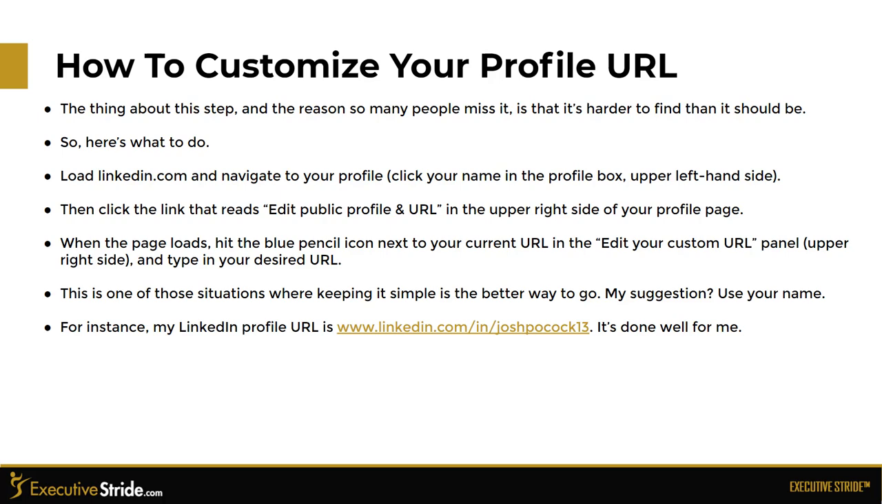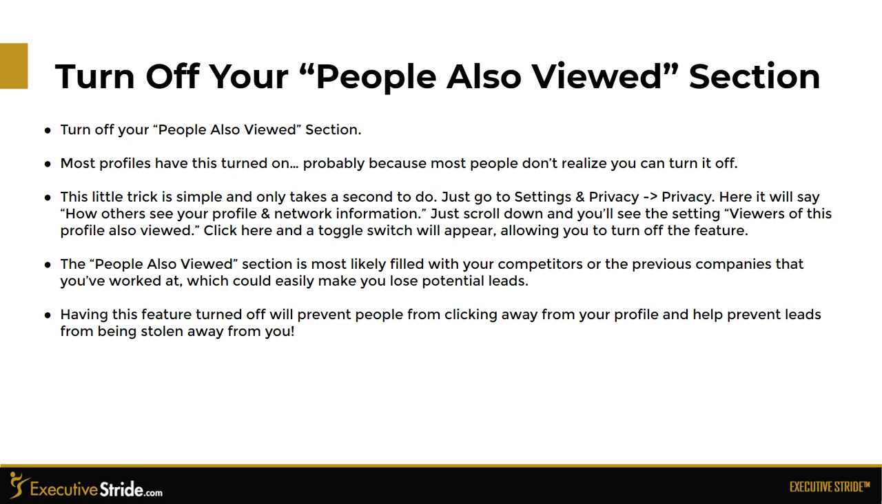Turn off your People Also Viewed section. Most profiles have this turned on, mostly because people don't realize they can turn it off. This little trick is simple and it only takes a second to do. Just go to Settings and Privacy and then go to Privacy. Here it will say how others see your profile and network information. Just scroll down and you'll see the setting Viewers of this profile also viewed. Click here and a toggle switch will appear, allowing you to turn off this feature.